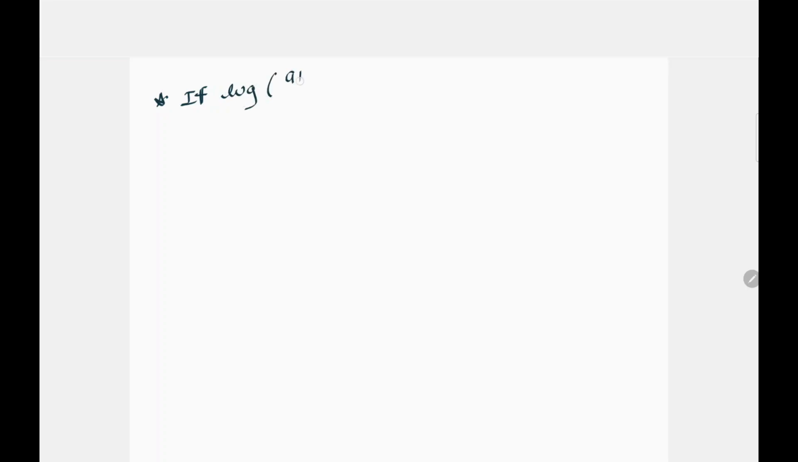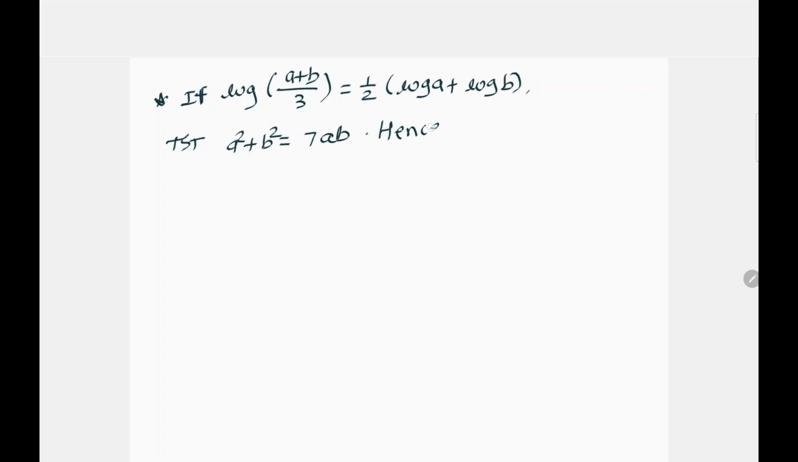If log of A plus B upon 3 is equal to half of log A plus log B, to show that A square plus B square is equal to 7AB. Hence, to show that A upon B plus B upon A is equal to 7. This question is of 4 marks.